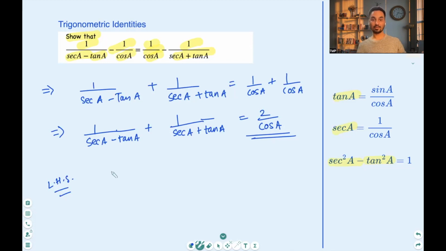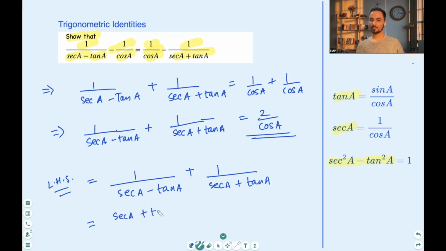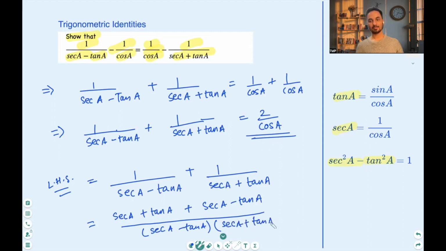After rewriting the question, the left-hand side is 1 over sec A minus tan A plus 1 over sec A plus tan A. If you take LCM, we will get sec A plus tan A plus sec A minus tan A divided by sec A minus tan A times sec A plus tan A. In the numerator, you can cancel out plus tan A and minus tan A.